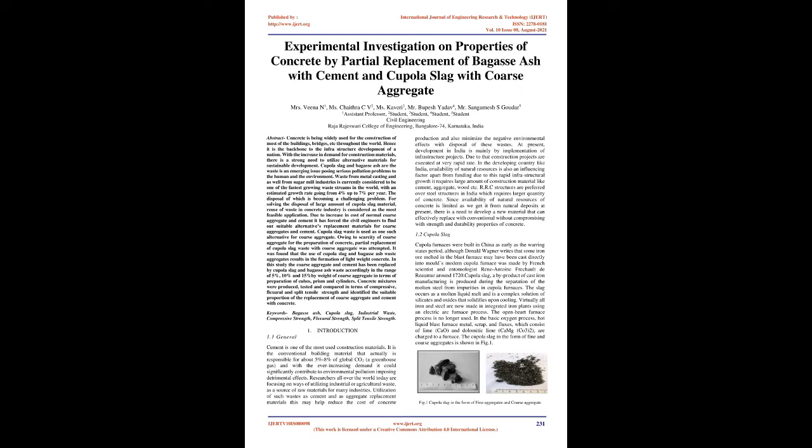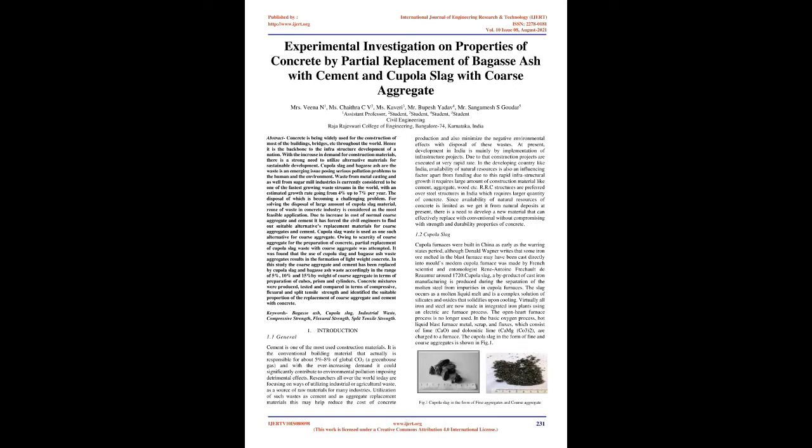It was found that the use of cupola slag and bagasse ash waste aggregates results in the formation of lightweight concrete. In this study, the coarse aggregate and cement have been replaced by cupola slag and bagasse ash waste accordingly in the range of 5%, 10%, and 15% by weight of coarse aggregate in the preparation of cubes, prisms and cylinders. Concrete mixtures were produced, tested and compared in terms of compressive, flexural, and split tensile strength, and the suitable proportion of replacement of coarse aggregate and cement in concrete was identified.